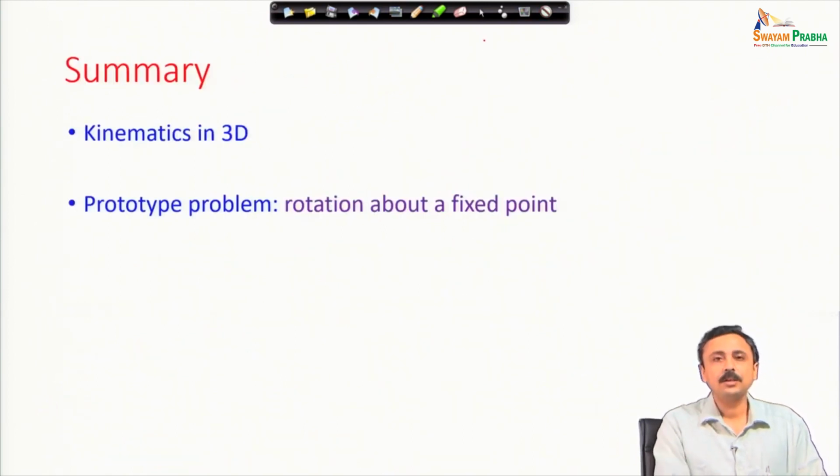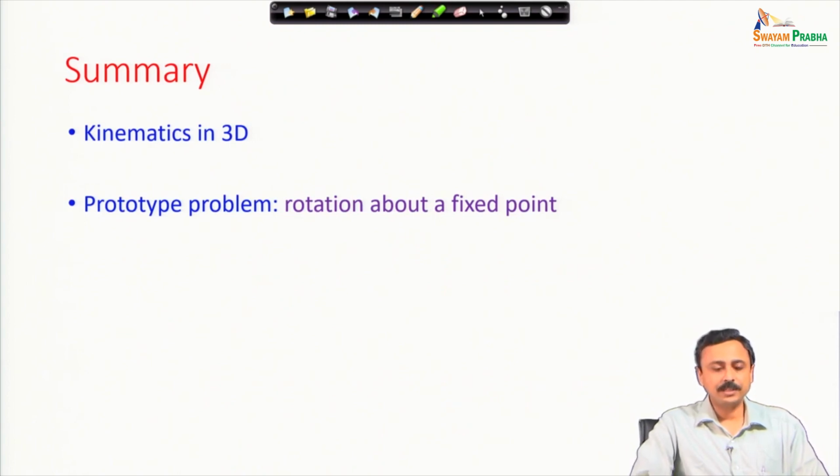To summarize, we started with discussing kinematics in 3 dimensions. We have looked at a prototype problem of an axisymmetric body rotating about a fixed point, and we looked at some examples. With that, I will close this lecture.